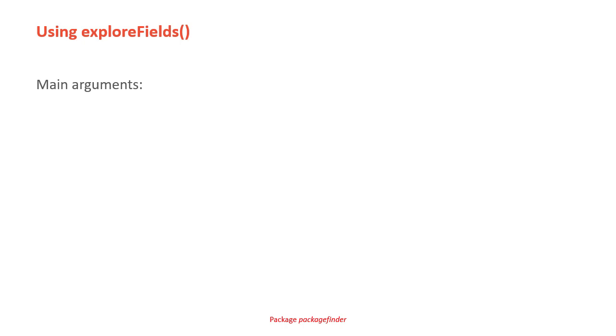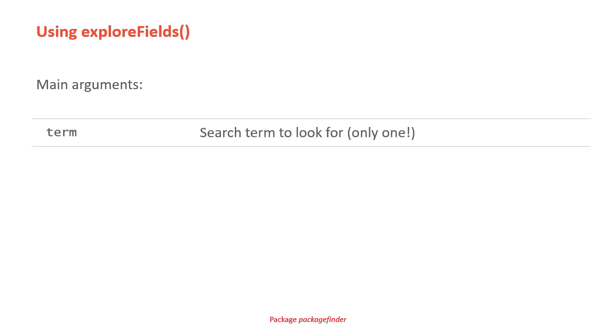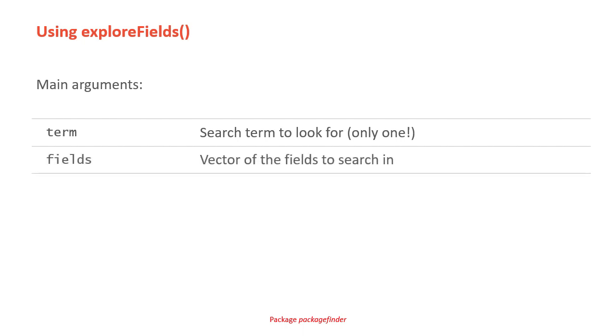The most important argument of the Explore Fields function is term. Term is the keyword that you're looking for, and at this time it is really only one keyword. You cannot specify a vector of keywords here, you can only look for one keyword at a time. But don't worry, this limitation is likely to be lifted in the future. Second important argument of the function is fields. Fields is the vector of package metadata fields that you want your keyword to be searched in. You will find a list of the available fields in the online help for the Explore Fields function.